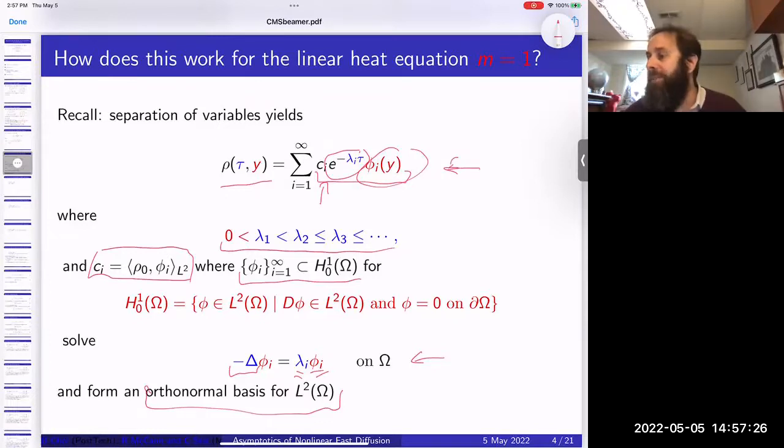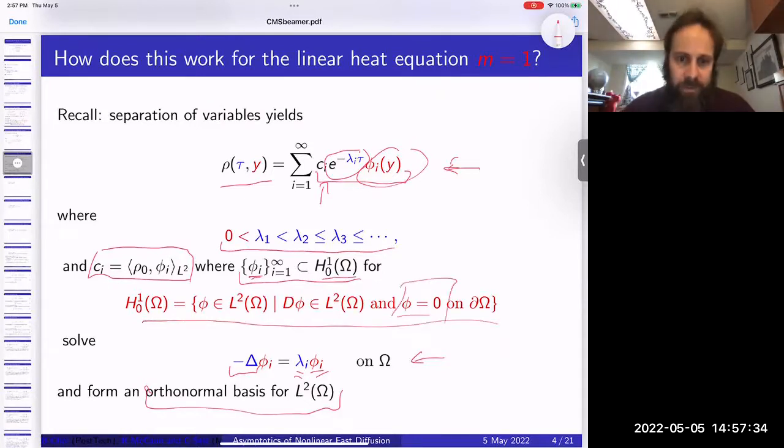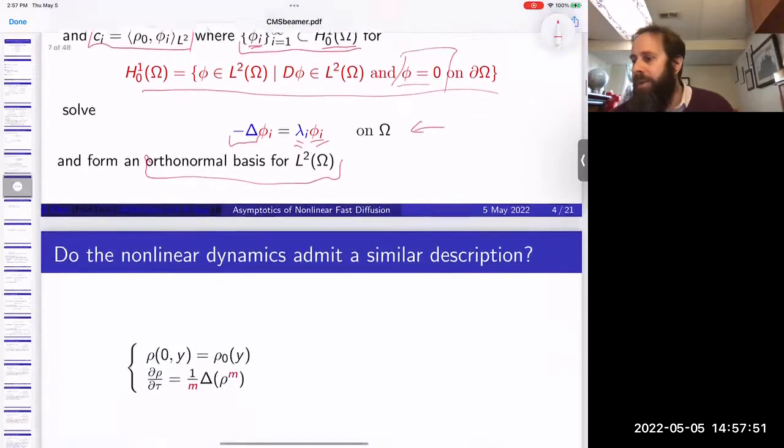Of course, these eigenfunctions live in a slightly better space than L2 because they live in the Sobolev space, whose definition is given here, of functions that have trace 0 on the boundary. So that's the Dirichlet boundary condition coming in. Somehow we would like to reproduce this picture to whatever extent it's possible in the case of the nonlinear diffusion equations. And to provide a little motivation for the nonlinearity, let me describe models where that comes from.